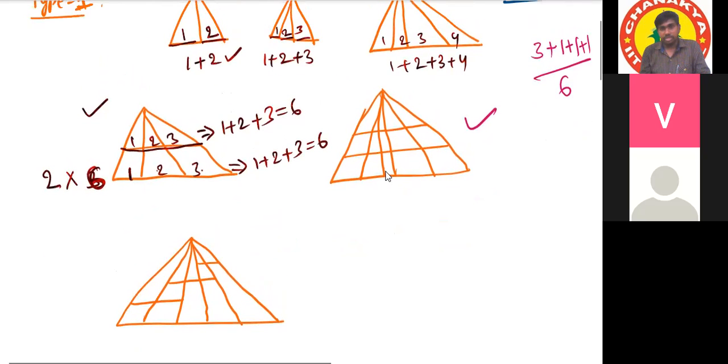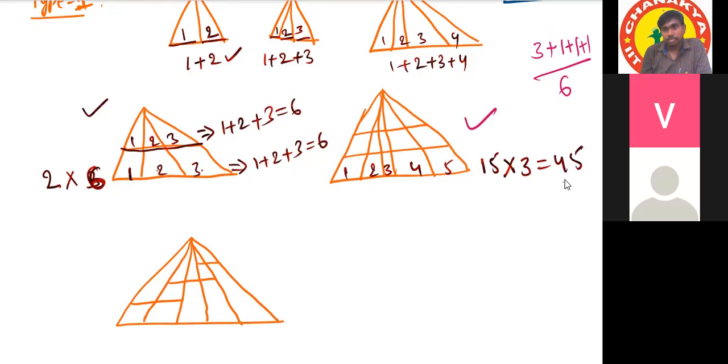Let us apply that one here. Tell me 1, 2, 3, 4, 5. 1 plus 2 plus 3 plus 4 plus 5 is how much? The answer is 15. How many horizontal lines are there? 3. Into 3, that's all. 45. Correct, 45.